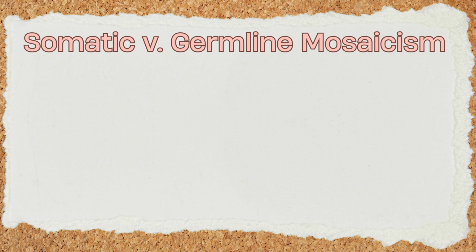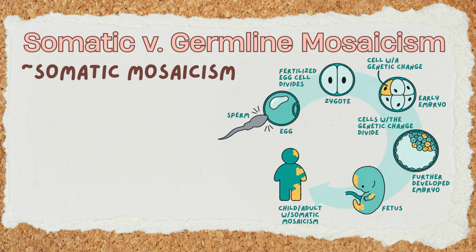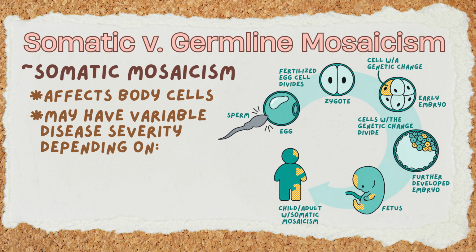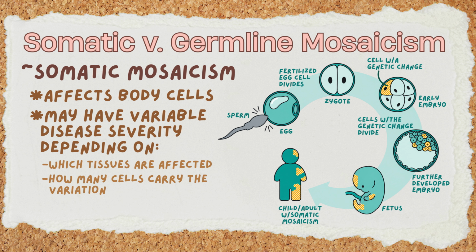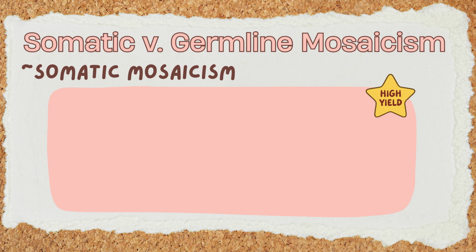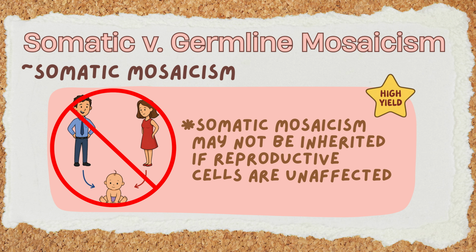Next, let's discuss two major categories. The first is somatic mosaicism. Somatic mosaicism affects body cells. These individuals may have variable disease severity depending on which tissues are affected, how many cells carry the variation, and whether those tissues are clinically important. Importantly, somatic mosaicism may not be inherited if reproductive cells are unaffected.